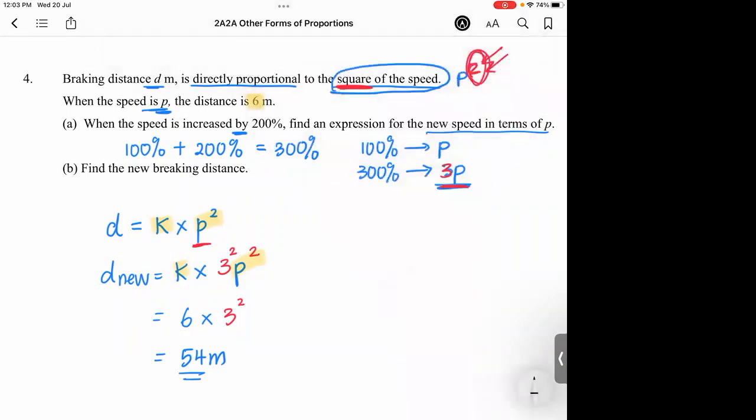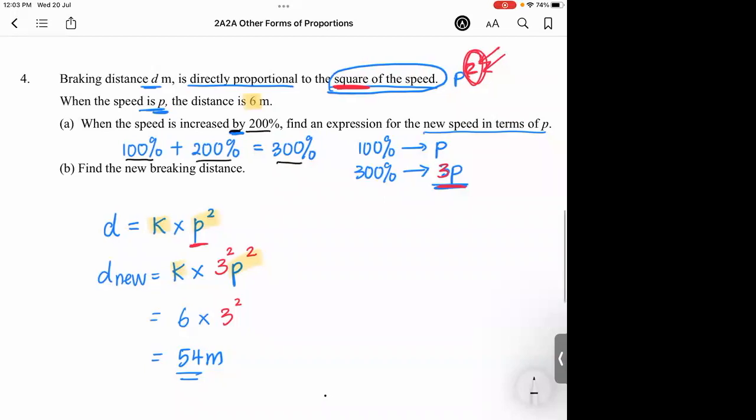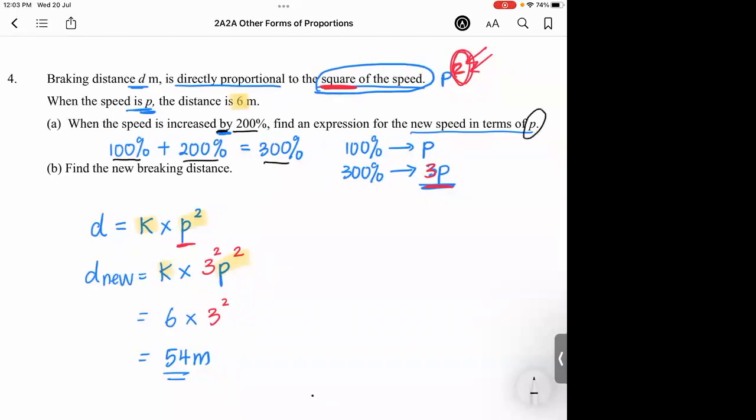So now the speed originally is 100%. They say increase by 200%. So I add another 200%, right? Then it becomes 300%. But they want an expression in terms of P. So 100% was P. Then 300% now will be 3 times of it. That will become 3P. Okay, then I follow my equation.